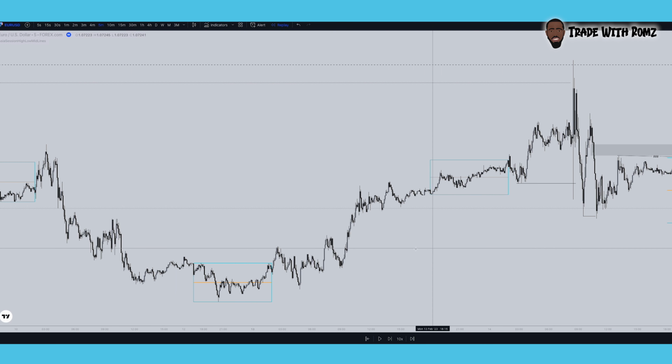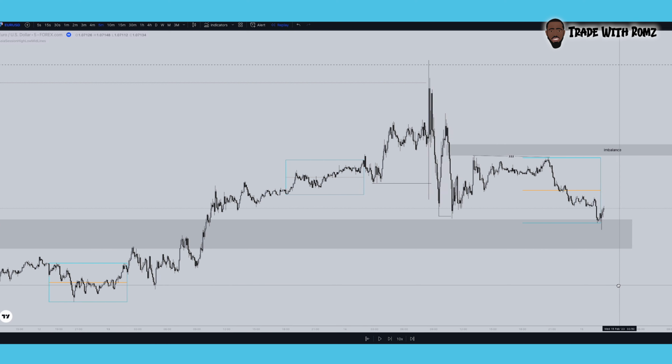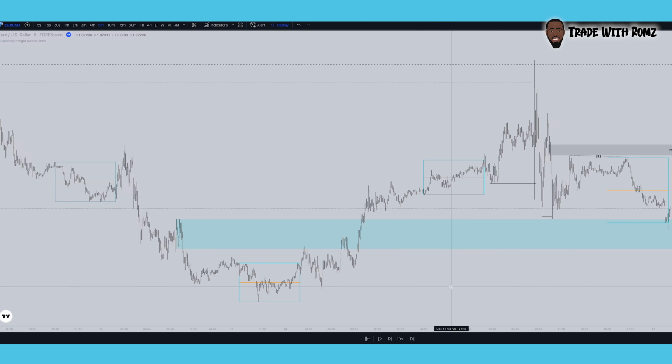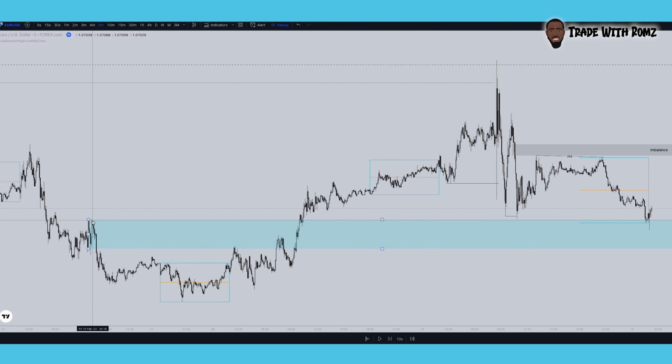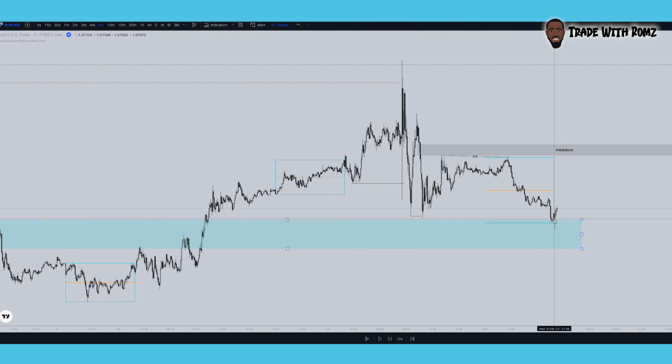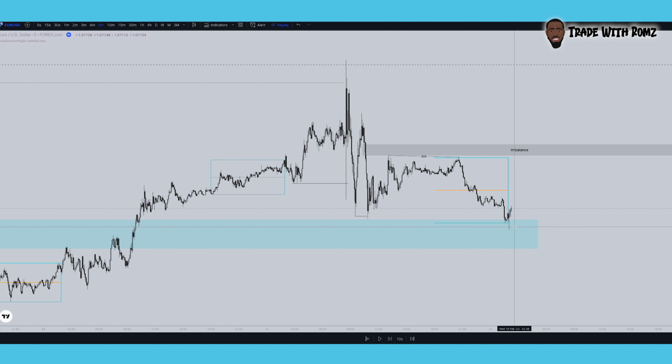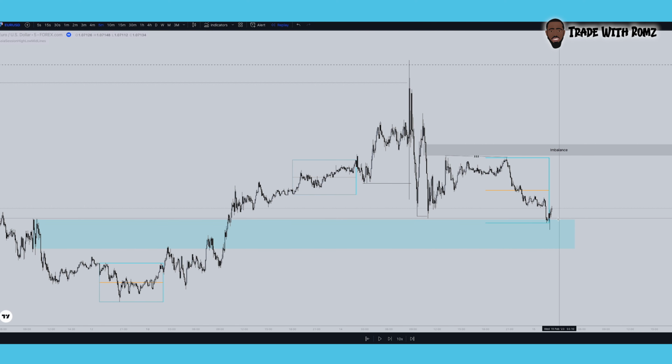So I'm just going to mark out the breaker on the 5-minute. Let's just call it all of this. Just call it all of that, right? So that's the breaker, because it's the last candle before it went down to take liquidity. Call out the breaker, okay? So we tapped into the breaker, right? And that's the range.